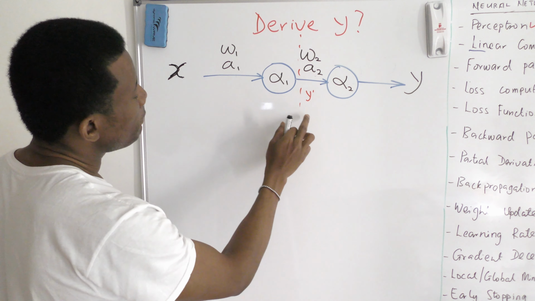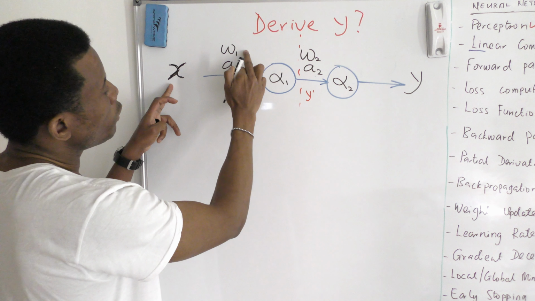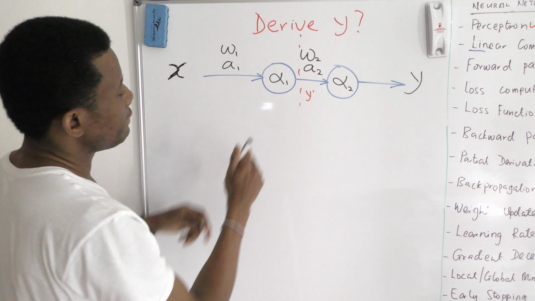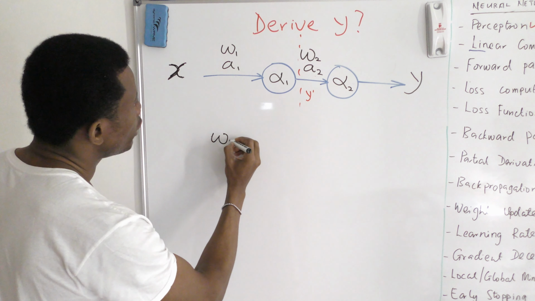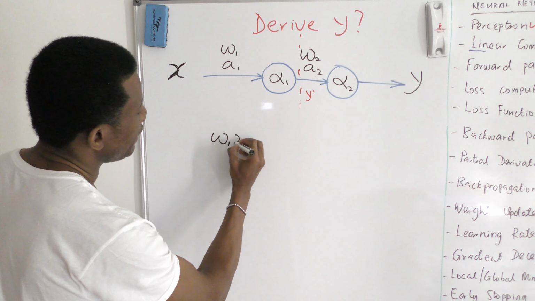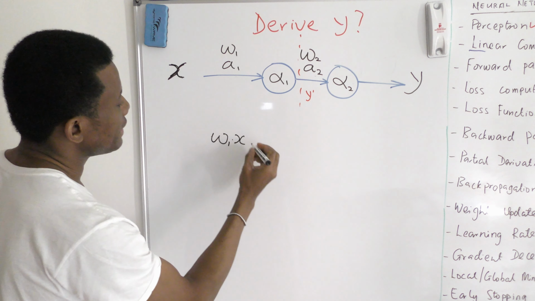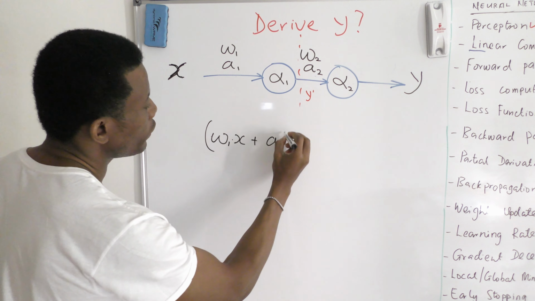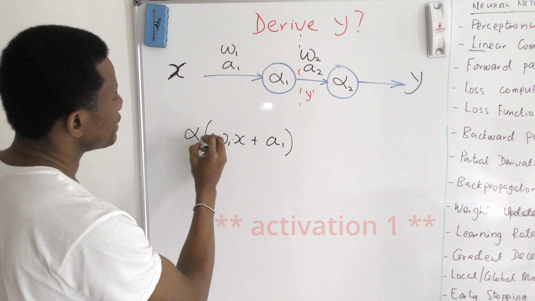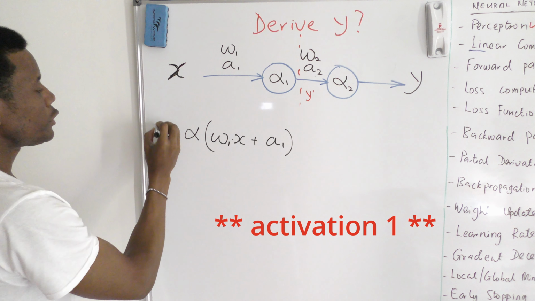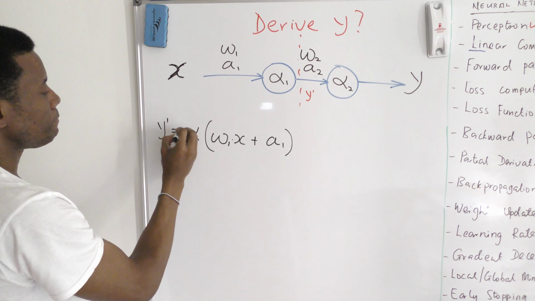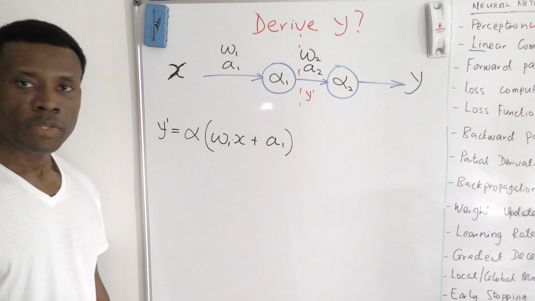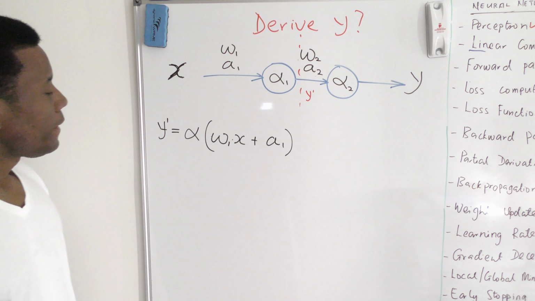Y prime is going to be x times w1 plus a1. We apply the activation. So we are going to have w1 x plus a1, and we apply the activation. And this is going to be our y prime.